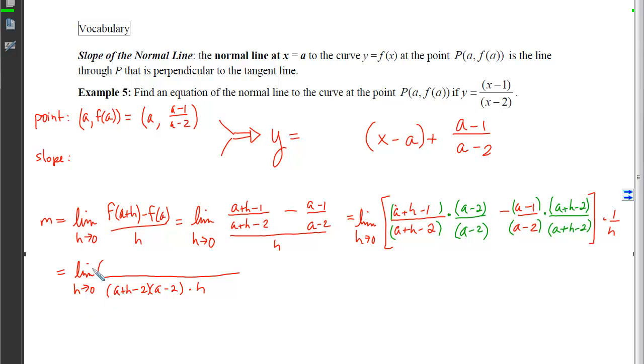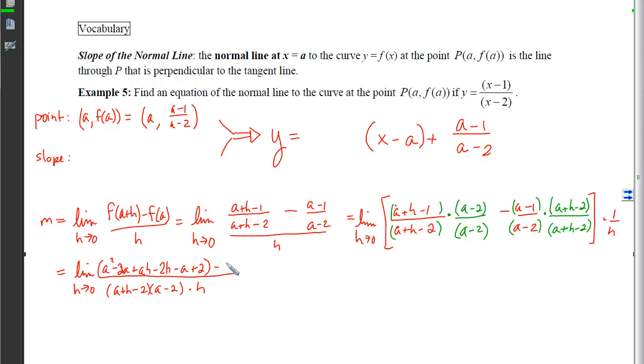So that a, when I distribute, gives me an a squared minus a 2a. The h, when I distribute, gives me an ah minus a 2h. And the negative 1, when I distribute, gives me a negative a plus a 2. So there's my first two parentheses multiplied out.